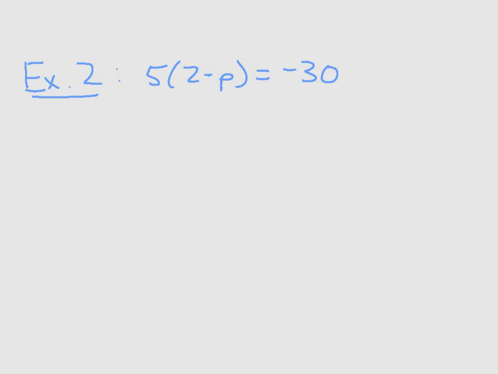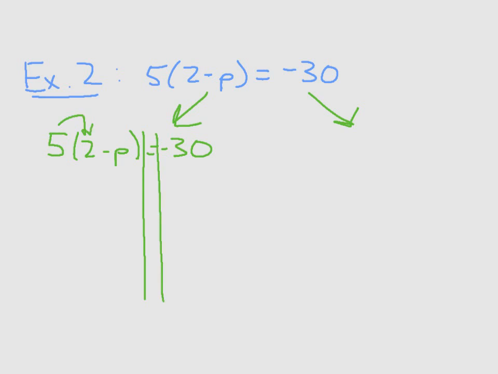Example 2, you have 5 times 2 minus p, and in parentheses, equals negative 30. So here, the furthest thing away is this multiplication of 5. Now there's two different ways of doing this. One, you could distribute the 5 through, and actually I'm going to show you both ways. Okay, so let's say I wanted to distribute 5 through. That would give me 10 minus 5p, which is equal to negative 30.